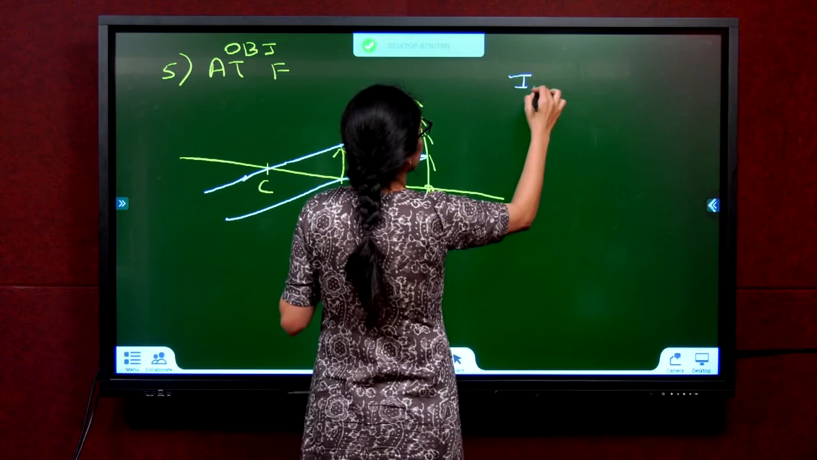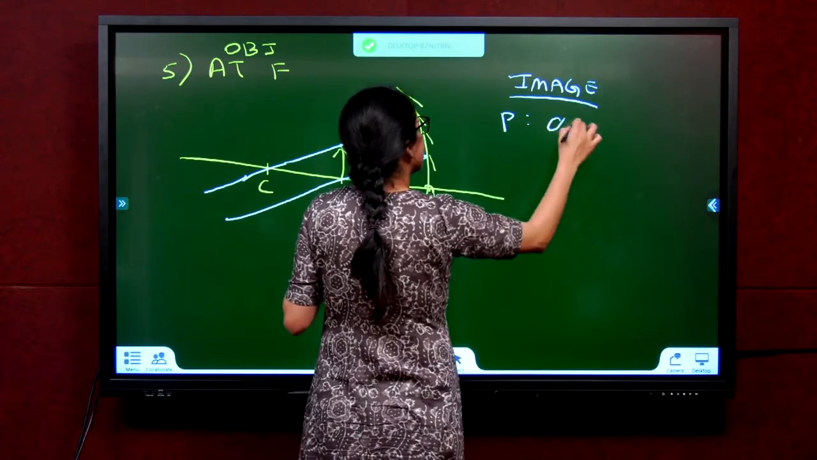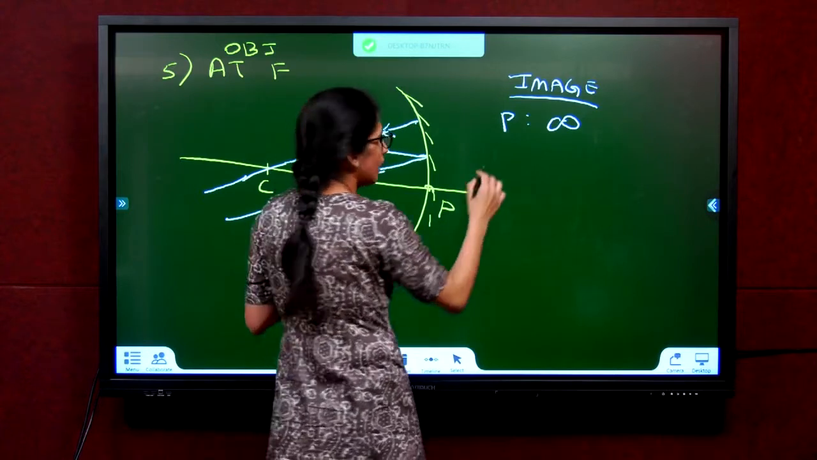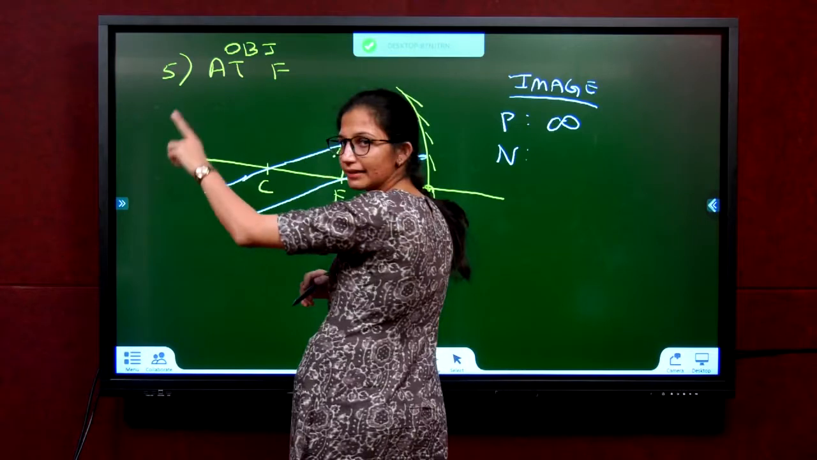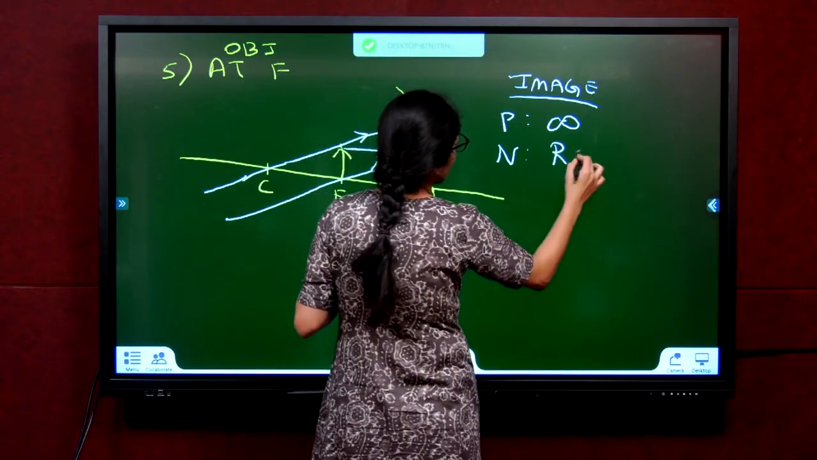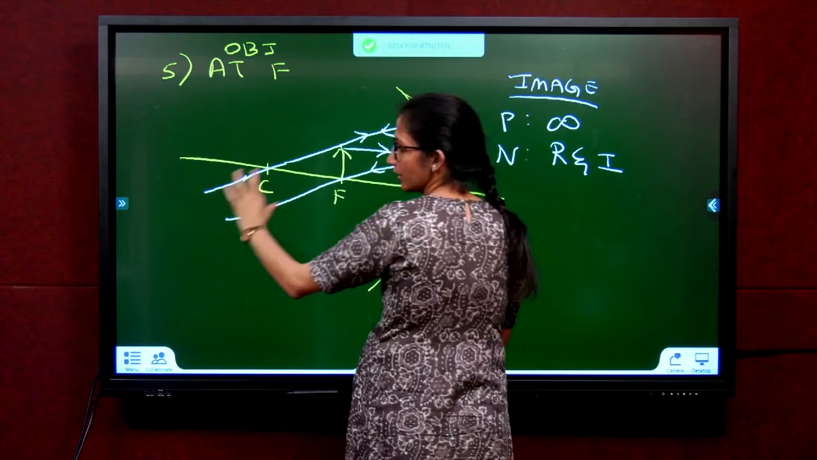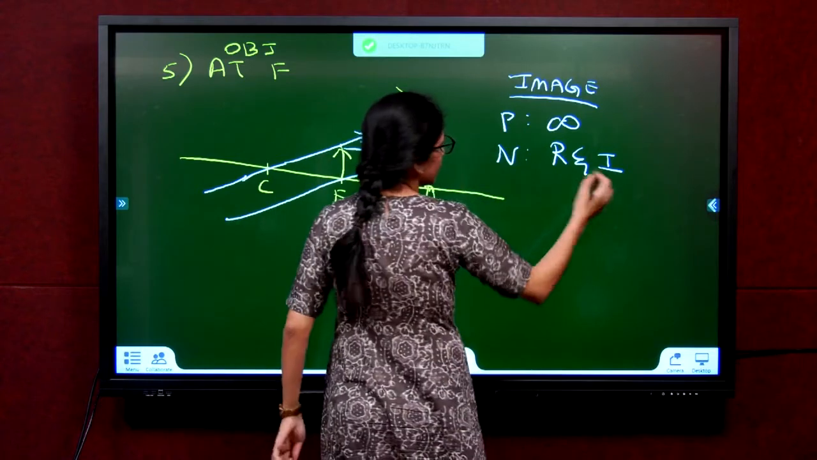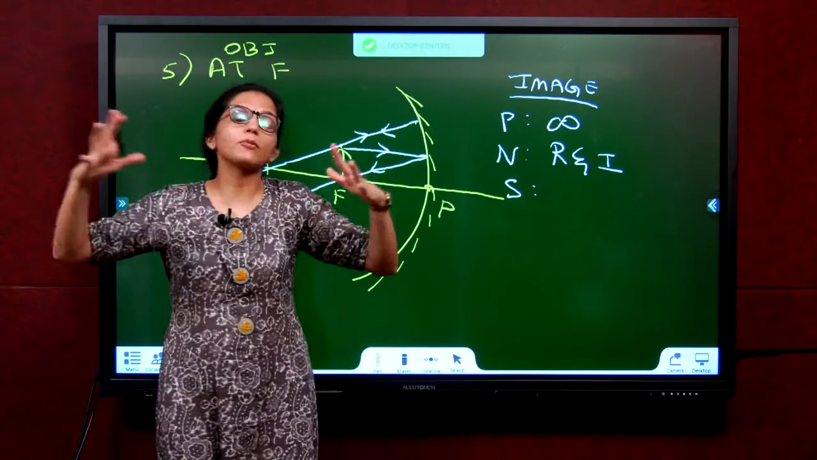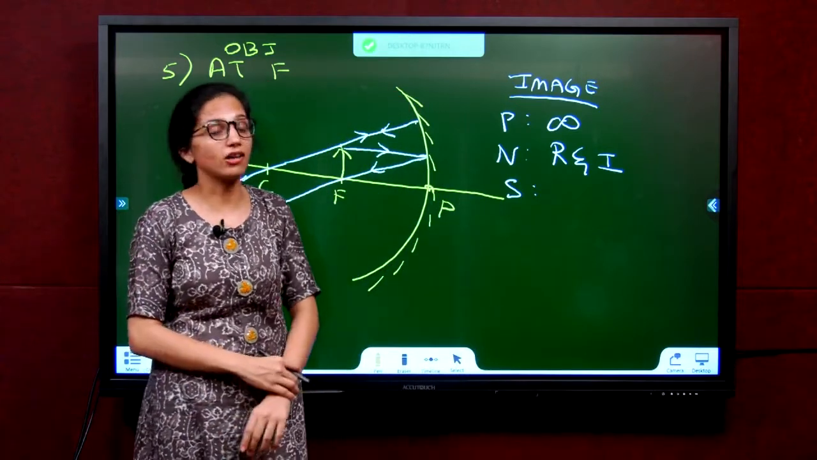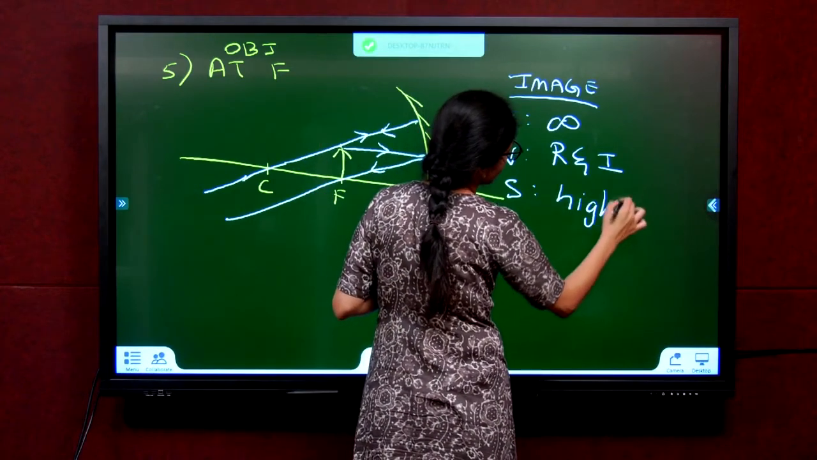So image position, infinity. Nature: they are really going in the same direction, they will meet. Where? At infinity. Real and inverted. Also see, this is above the principal axis, this is going down, it will be inverted. Real and inverted. Size. Anything at infinity is supposed to be very large, the distance, height or anything. So you can say highly enlarged.